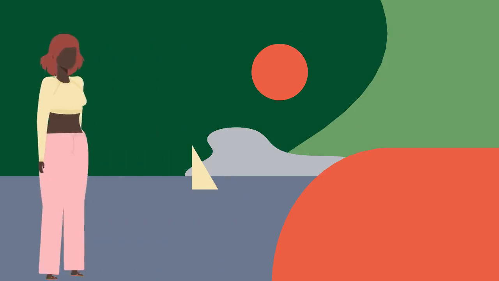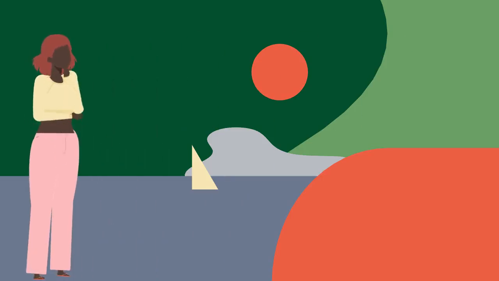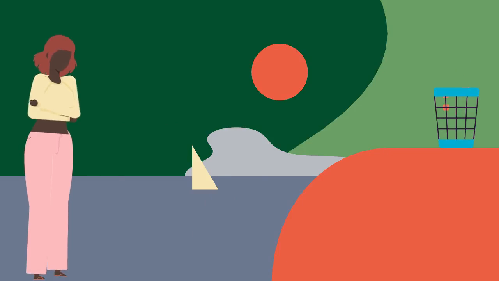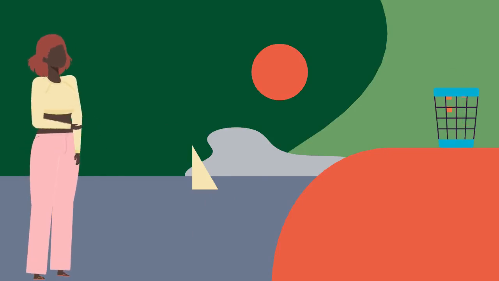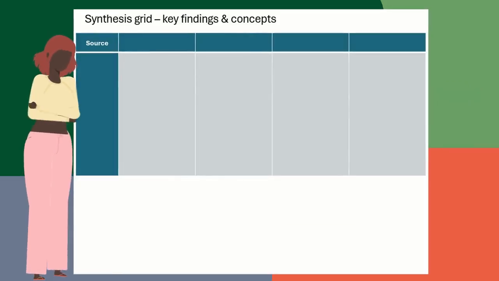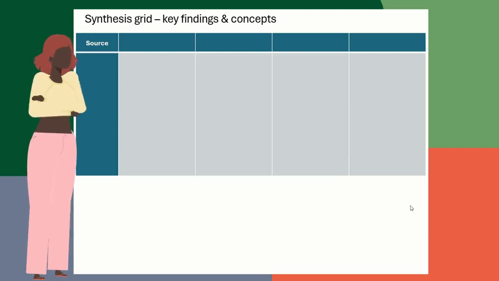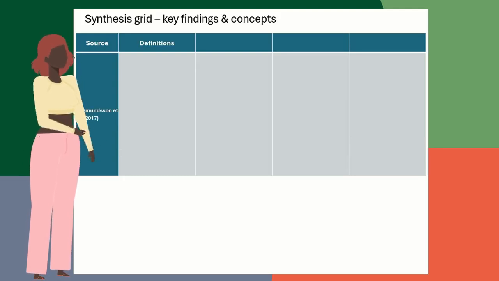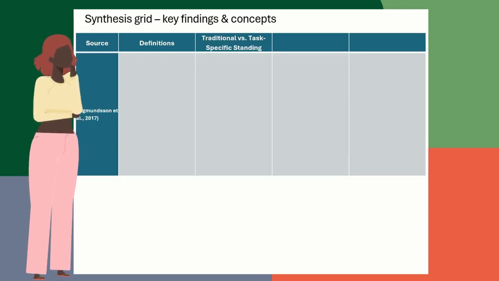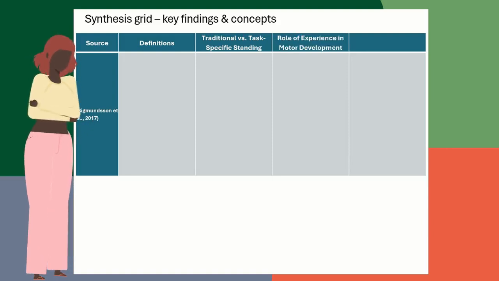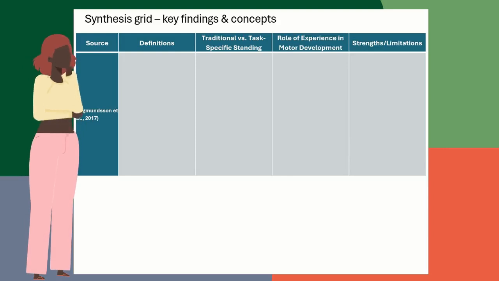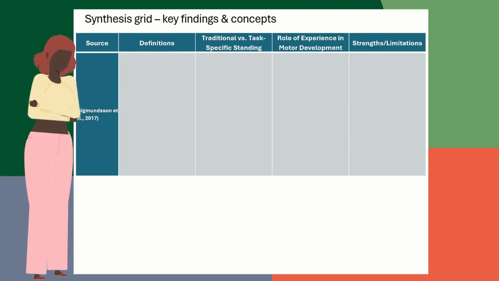One example of this is a synthesis grid. A synthesis grid organises information by key themes rather than by the structure of the article. For this research article, we might create columns for these things: definitions of key terms, traditional versus task-specific standing, the role of experience in motor development, and any strengths and limitations that we've picked up from the article in general.